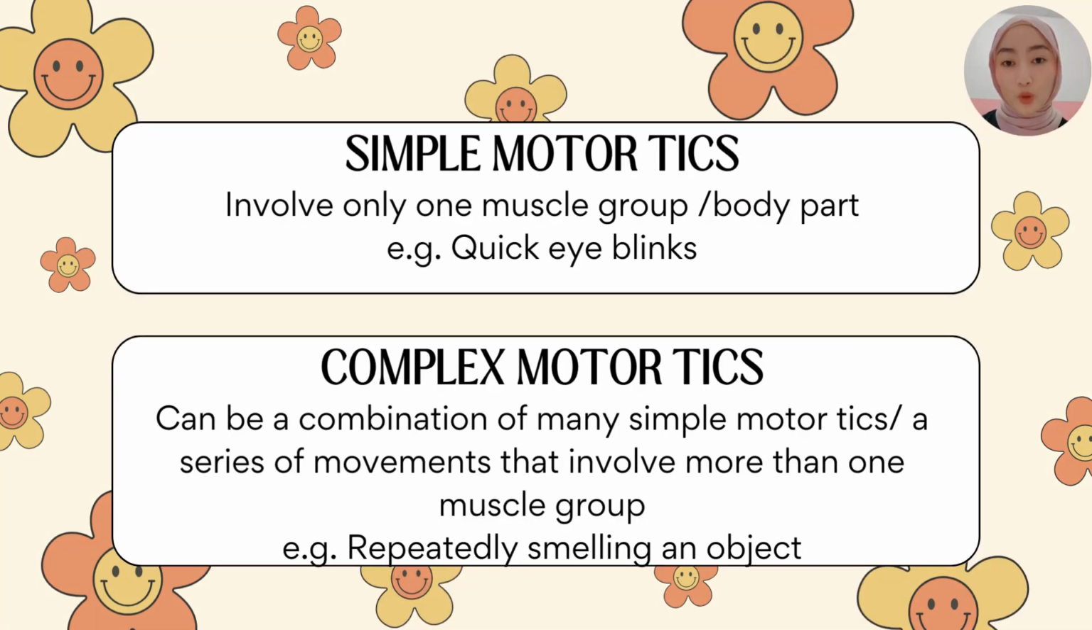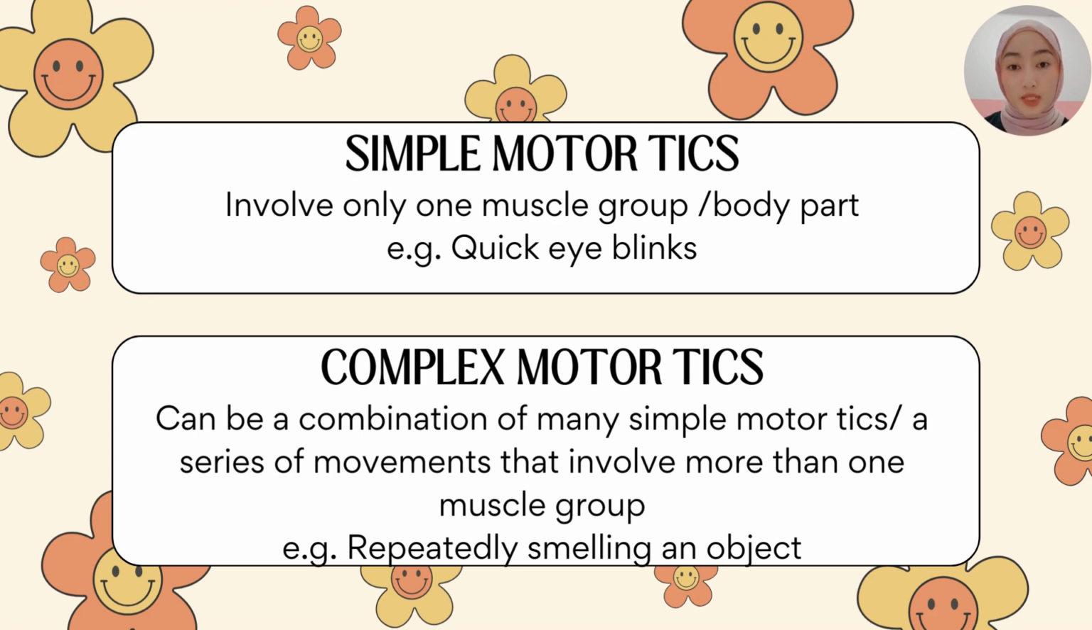There are two types of motor tics, and the first one is simple motor tics. Simple motor tics usually involve only one muscle group or body part, and are usually not harmful, but they can be embarrassing or painful sometimes. Examples of simple motor tics are quick eye blinking, head twitches, head jerks, or sticking out the tongue.